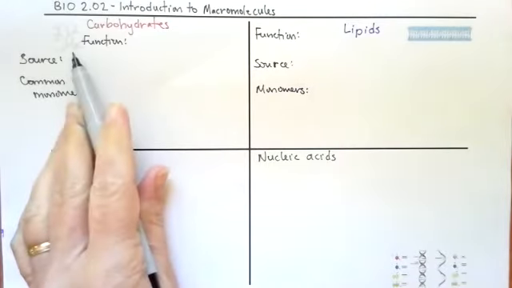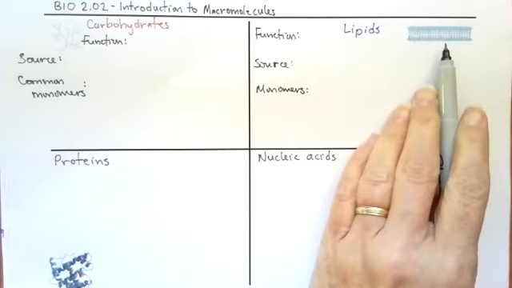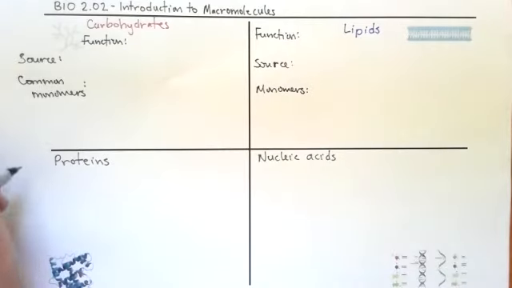What you see here is a polymer. So what is that polymer made of? This is lots of lipids hooked together. Function, source, and monomers.